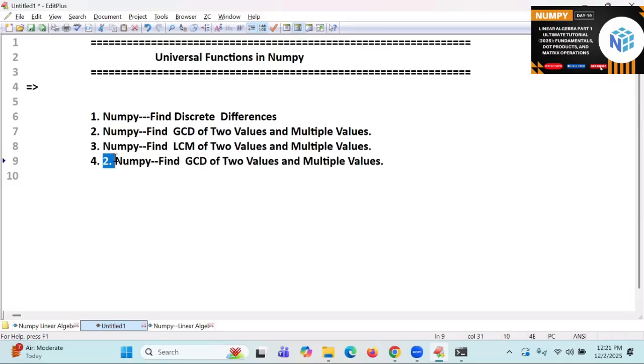NumPy, finding which operations you are going to do. Set operations. Set operations, very, very important. Already you know set operations in our Python class. How many functions did I say? Almost 17 functions. If you open your notes, 17 functions are there.